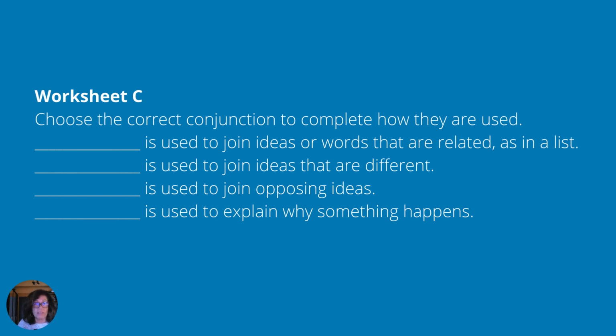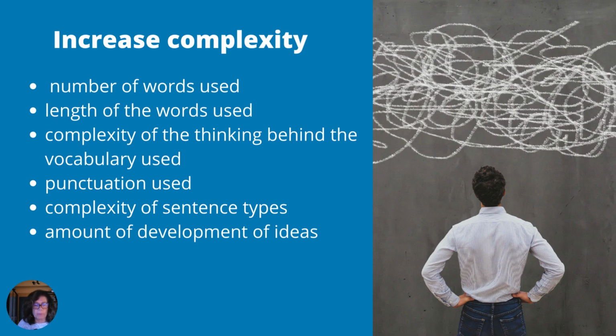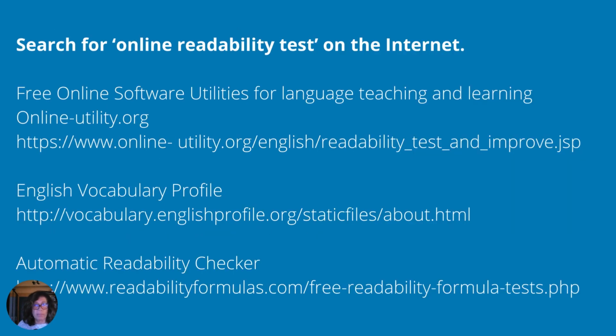You can also increase the complexity of tasks. For example, you can make them more interesting or challenging. For example, if you're doing a piece of writing, the complexity might build in terms of the number of words used, the length of the words used, the complexity of the thinking behind the vocabulary used, the punctuation, the complexity of the sentence types, and the amount of development of ideas. Now, there are lots of ways in which you can vary this complexity.